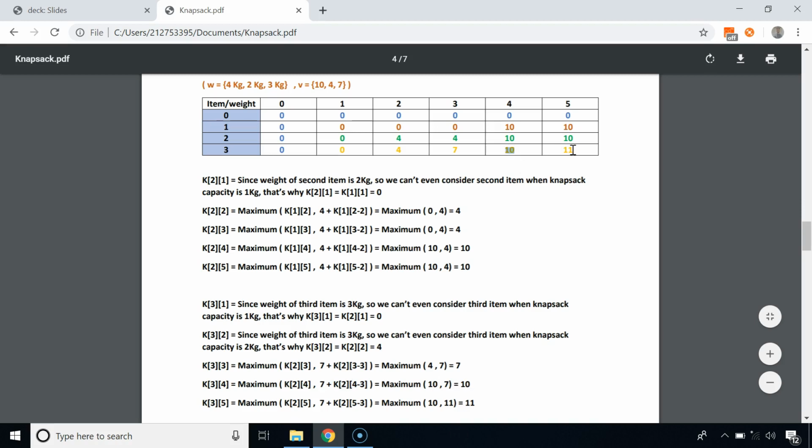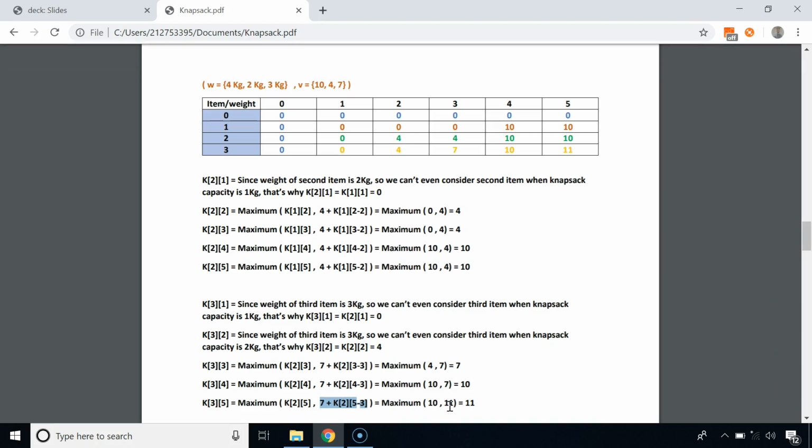Now let's calculate K35. So K35 will be the maximum of either this value or the value of this expression. So 7 plus K22. So K22 is 4. So 7 plus 4, which is 11. So the maximum of 10 or 11. So we will take the maximum value, which is 11. So K35 will be 11.